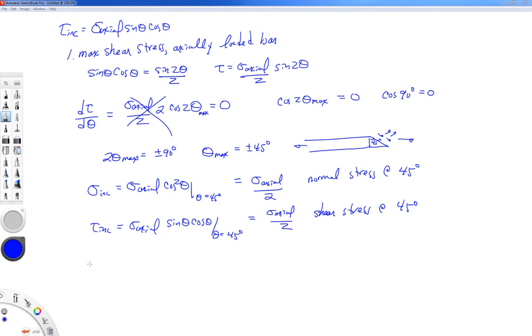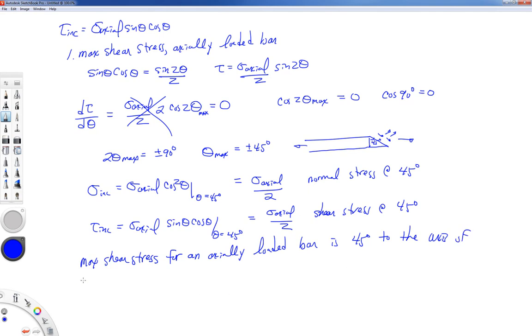Okay, so what's our takeaway from all of this? The max shear stress for an axially loaded bar is at 45 degrees to the axis of the specimen. That's one of those things that as an engineer you ought to know.